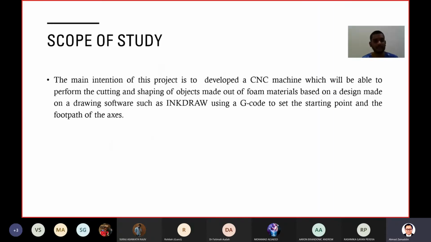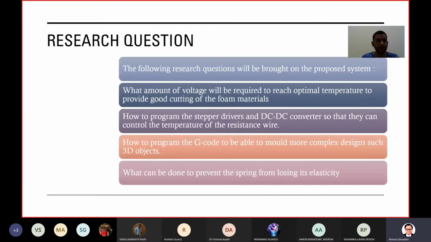The scope of study: the main intention of this project is to develop a CNC machine which will be able to perform cutting and shaping of objects, and to get the G-code from open source software such as Inkscape. The research question that will be asked is, what amount of voltage will be required to reach the optimal temperature to provide a good cutting of the foam materials?